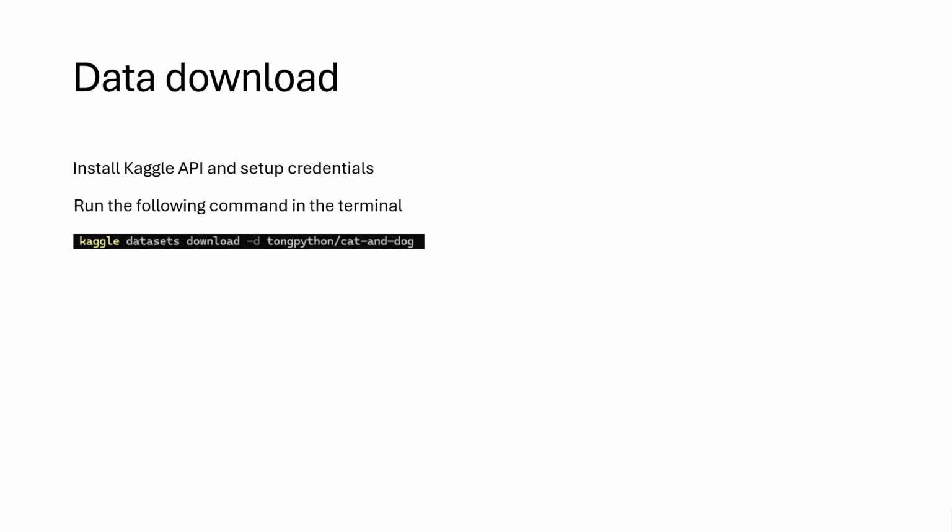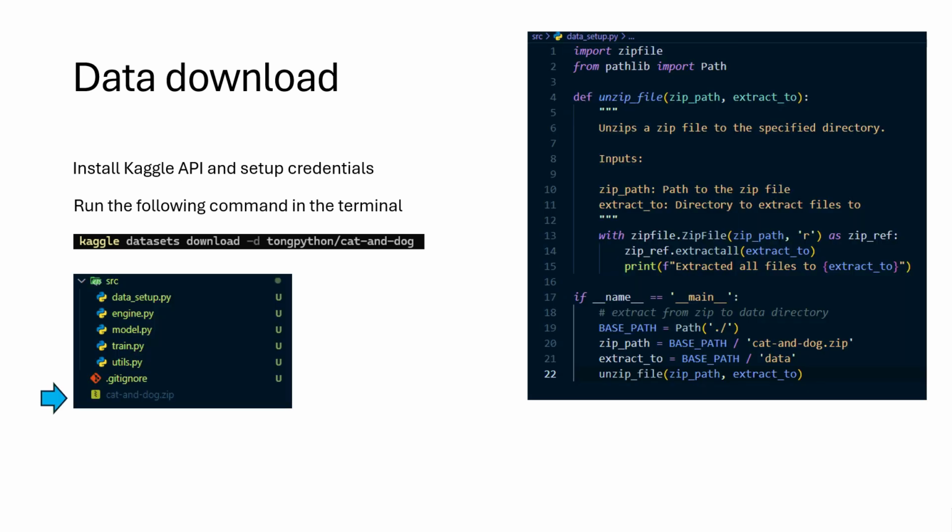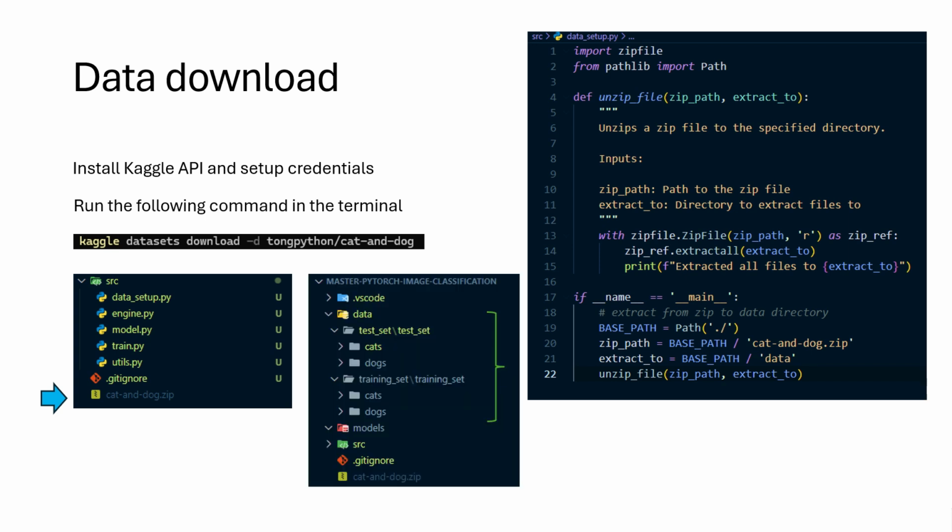For the data download, we first need to install the Kaggle API using the pip install kaggle command and set up API credentials in the .kaggle file. Then we run the following command to download the data as a zip file. After that, we run the following script in the data_setup.py file to extract data from the zip file to our data directory. We can now see cats and dogs subdirectories for both training and test sets in our data directory.